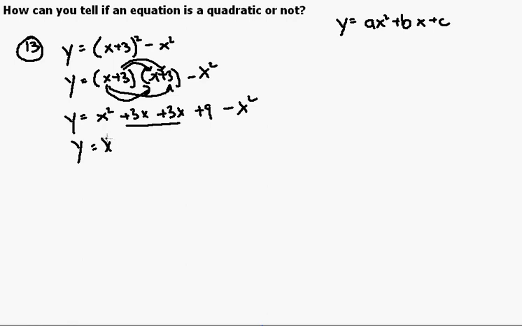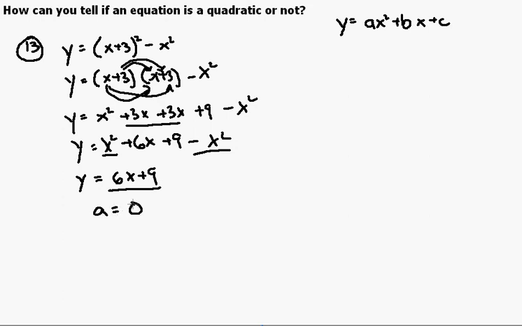So now I have y is equal to x squared plus 6x plus 9 minus x squared. Well, now I'm going to combine those like terms. X squared minus x squared equals 0. So we're left with y is equal to 6x plus 9. Well, guess what, guys? This does not fit the form y equals ax squared plus bx plus c, because in this case a is equal to 0.